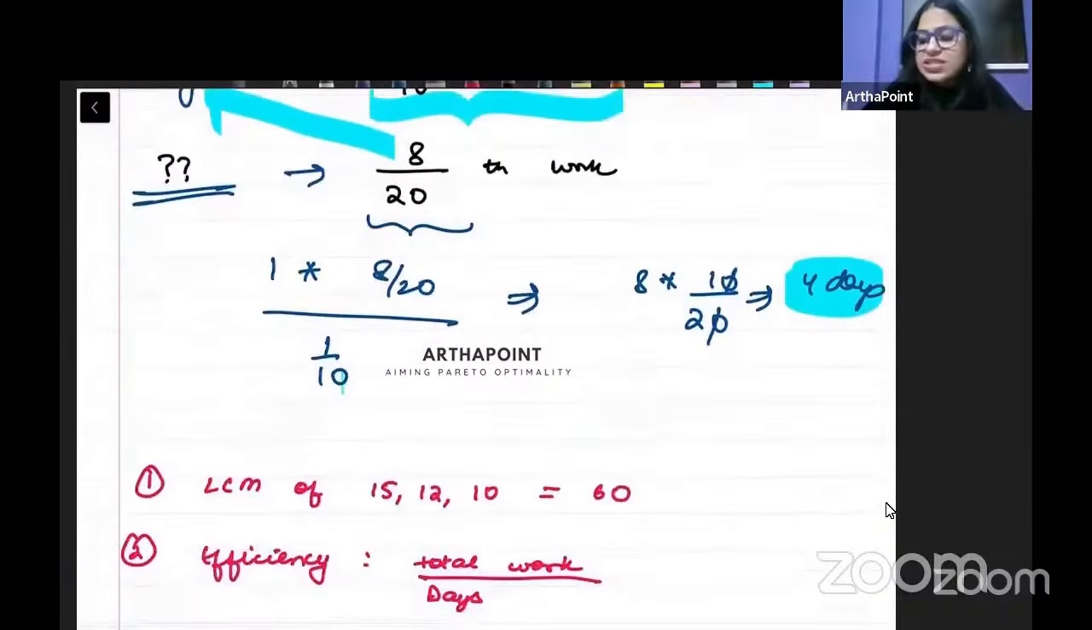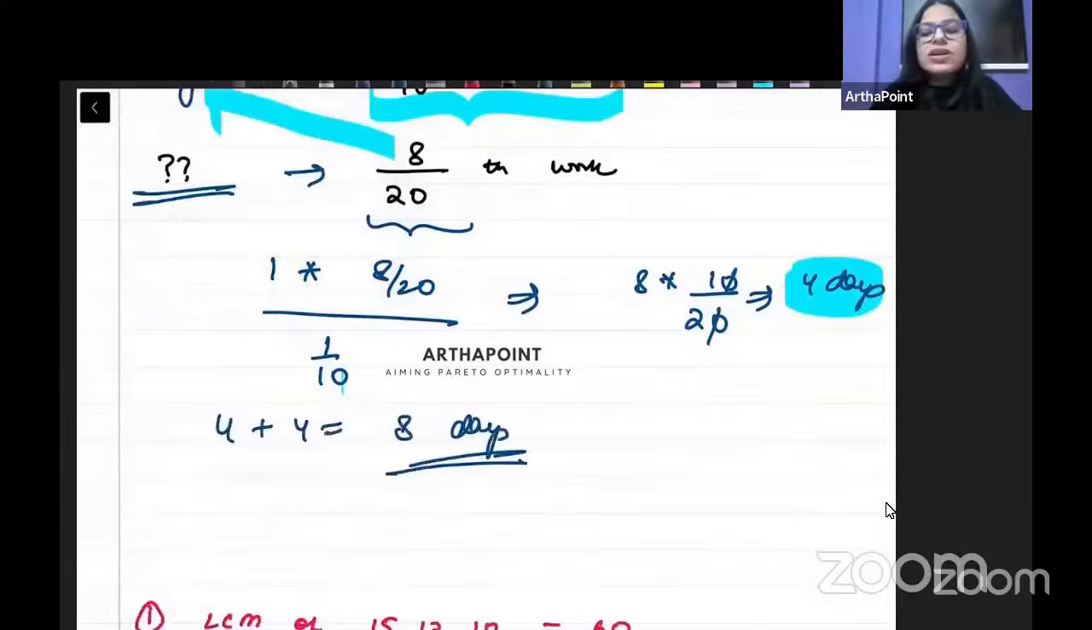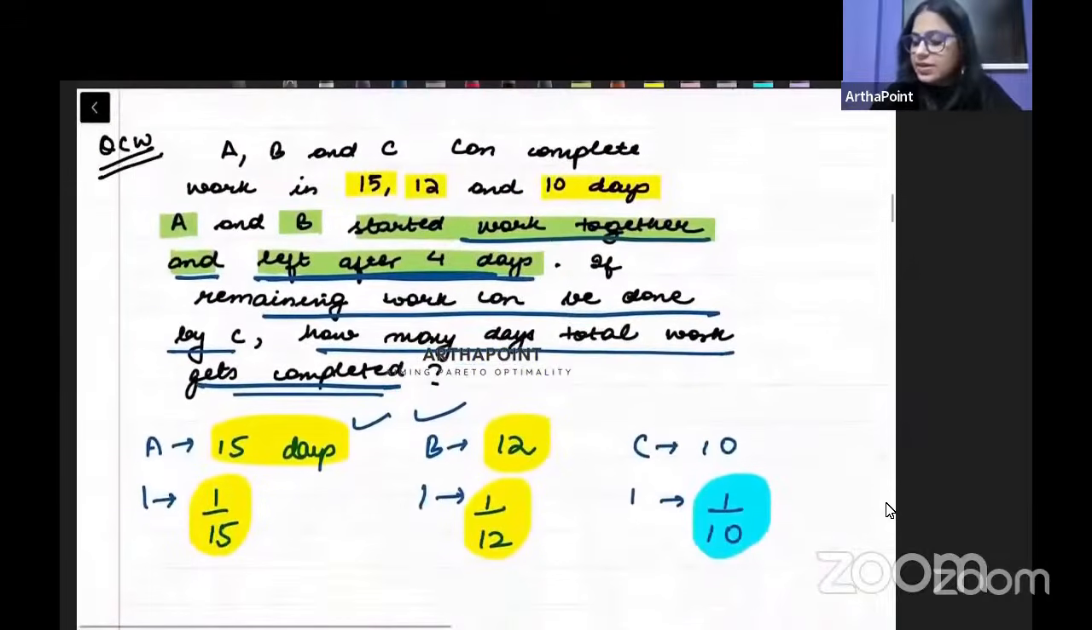So what are the total days taken? The total days taken will be 4 plus 4, that means 8 days. So the total work can be completed in 8 days.